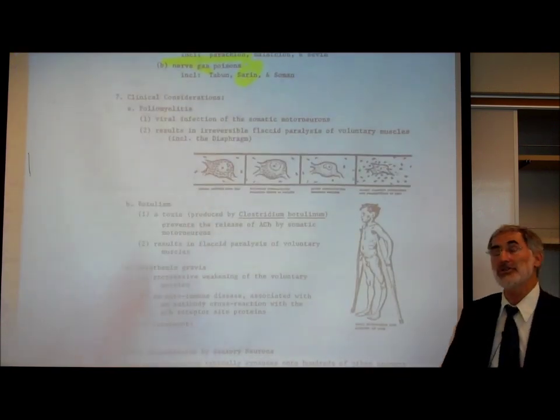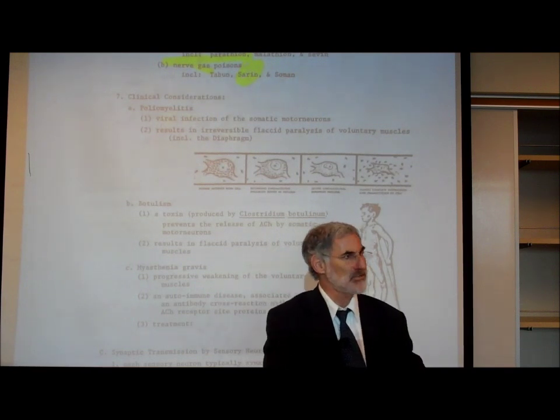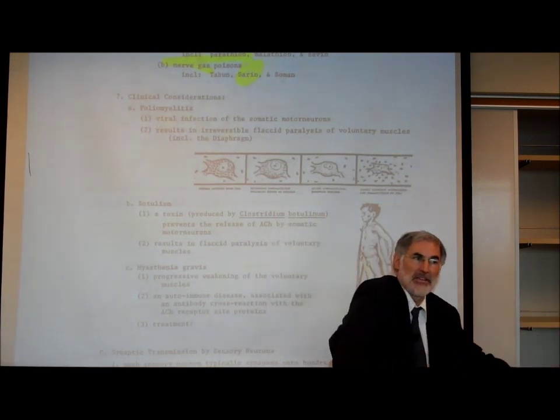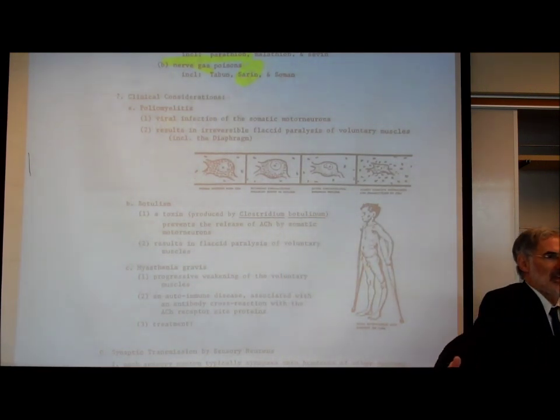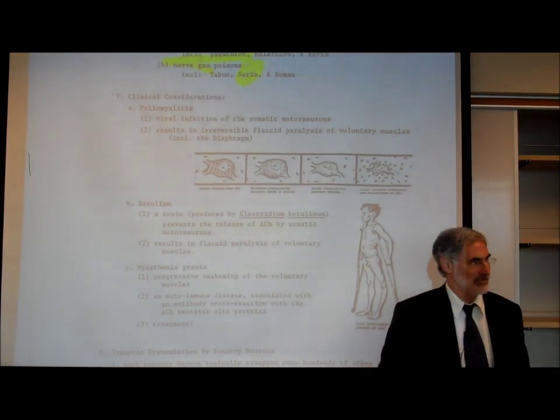So that's polio. The result of polio is flaccid paralysis. Does that make sense? Flaccid paralysis, because if the somatic motor neurons are destroyed, you can't move. You can't activate your skeletal muscles. Let's give another example, botulism.